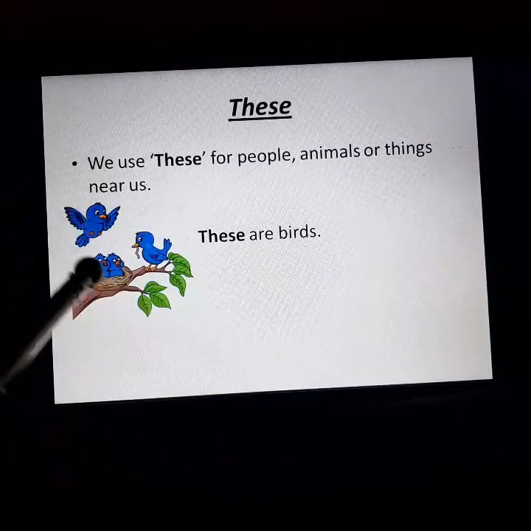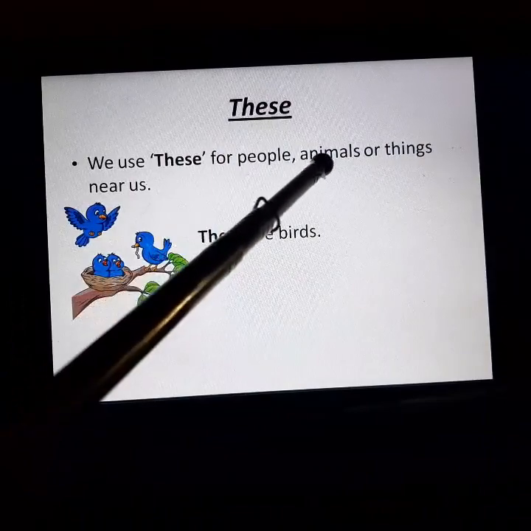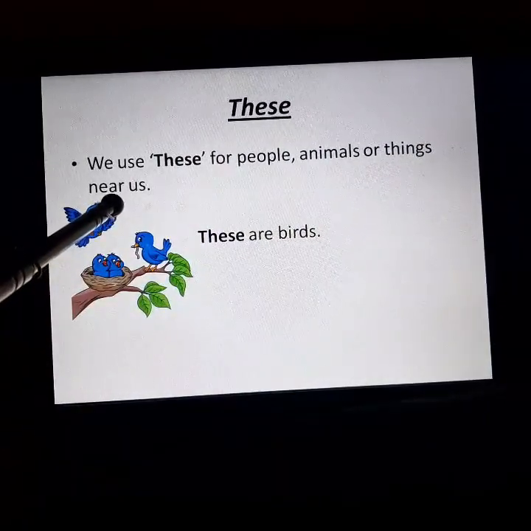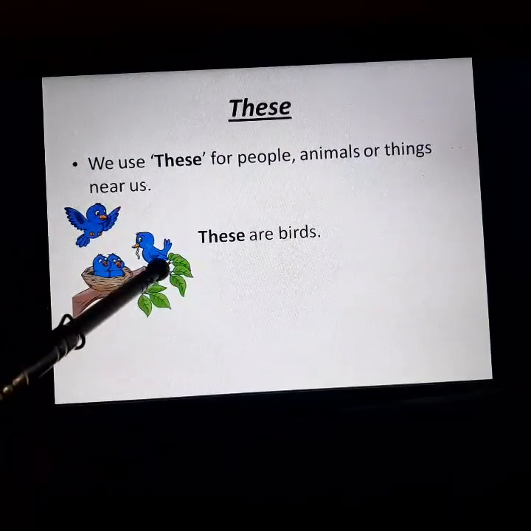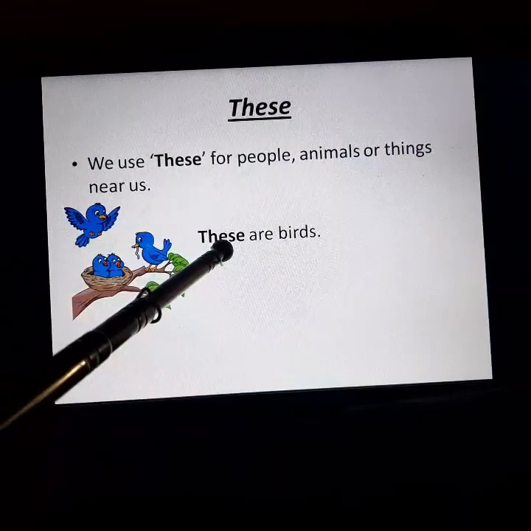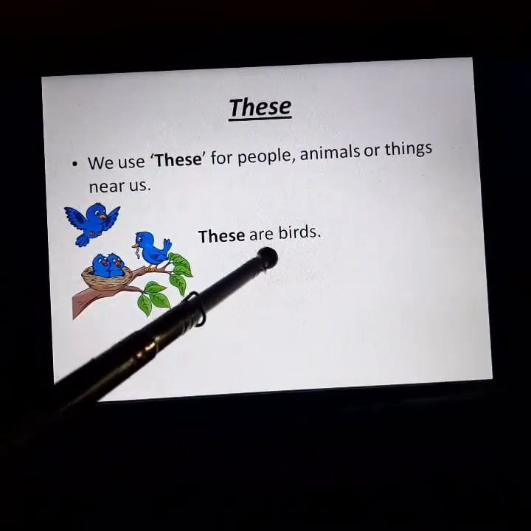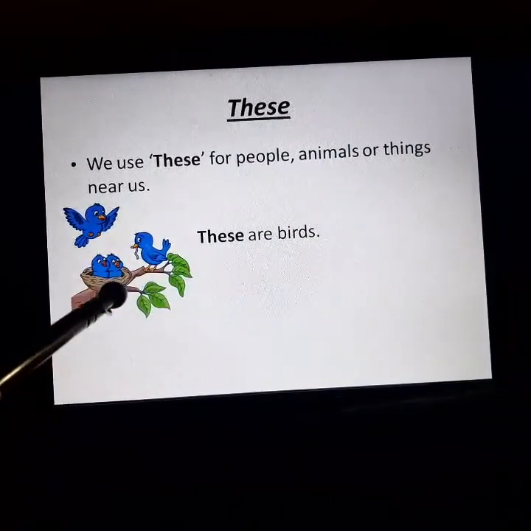Once again, children, these are used for people, animals or things that are near us, that are close to us. Now these birds are close to us. So we are using these. These are birds. And are is used when we talk about many things.